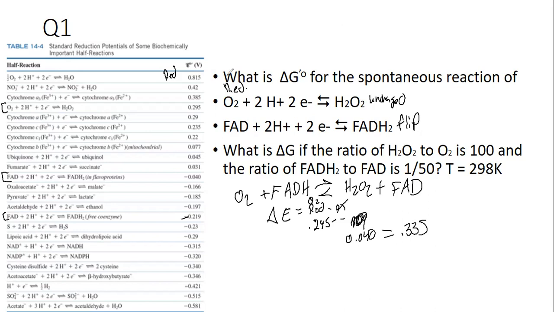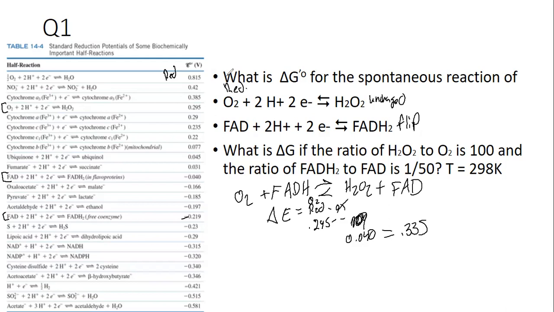All right. So going back to the question, how do I know which one to flip? Well, if I'm going to combine these two equations, I need to figure out which way electrons are going to flow. The way these half equations are written, they're always written as reduction potentials. No matter what, when I have half reactions, 100% of the time, I'm going to write that as a reduction reaction.